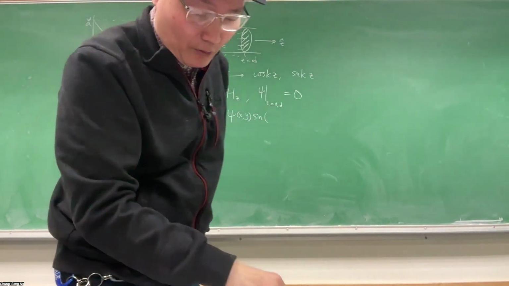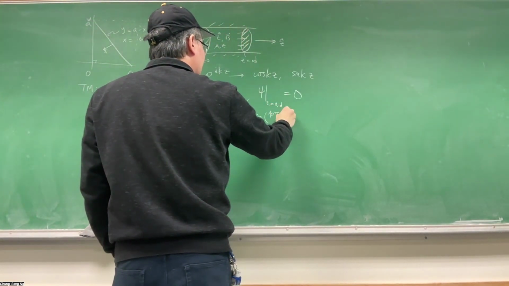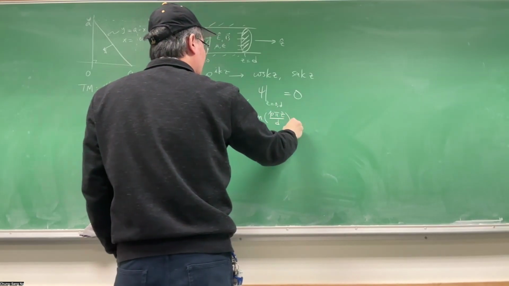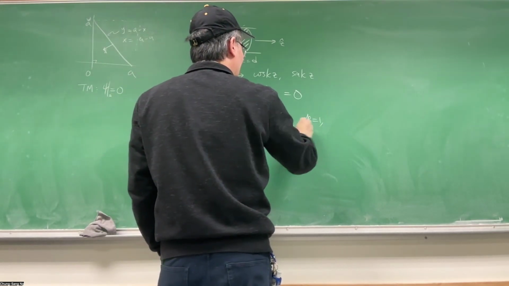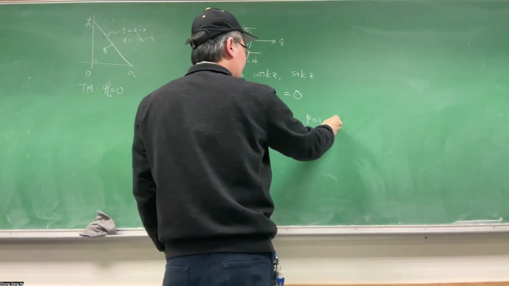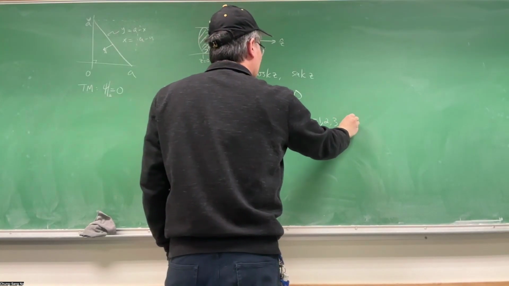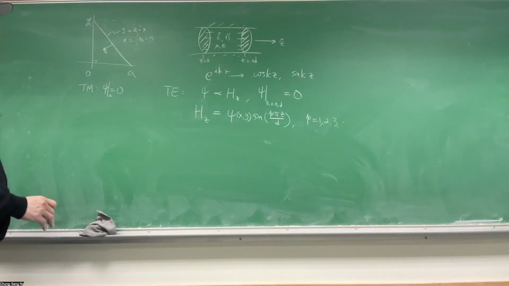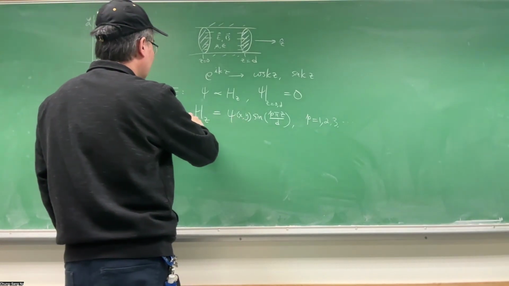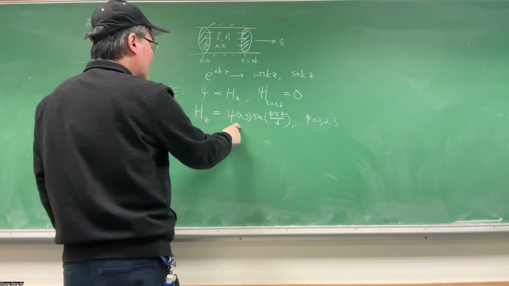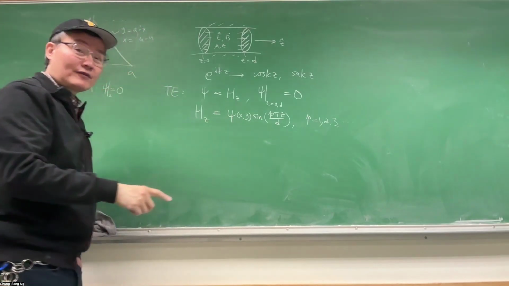Let me just use the P. Let's use P, P pi z over d. And in this case, obviously, P starts from 1, because if it's 0, then the whole thing is 0. That becomes no mode. All right, so that would be just the wave structure of the TE mode. Now this psi, we solve by the same wave equation, the perpendicular wave equation.